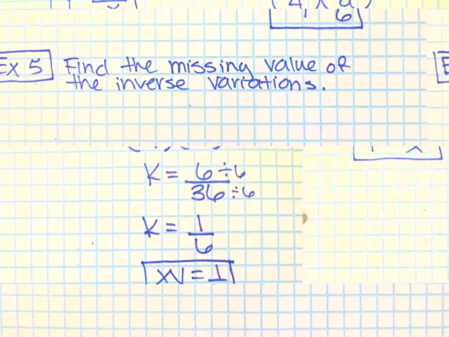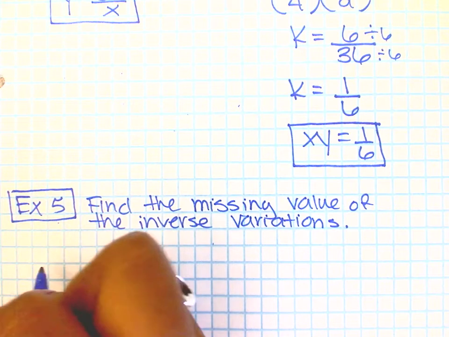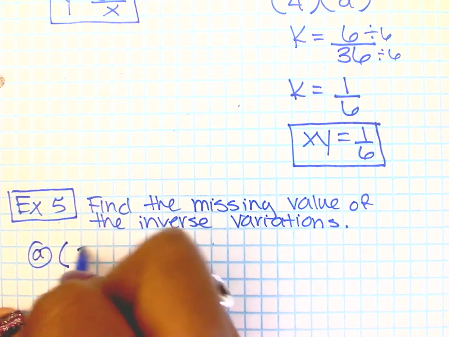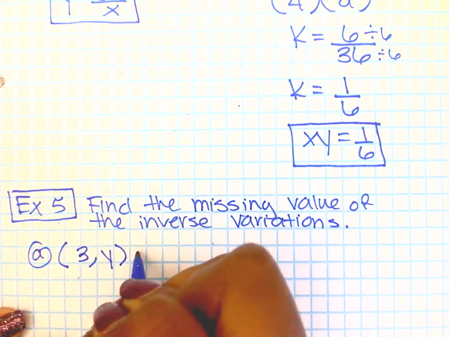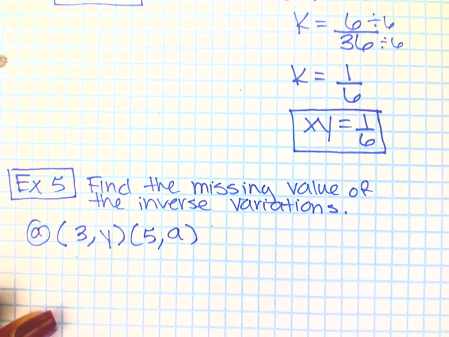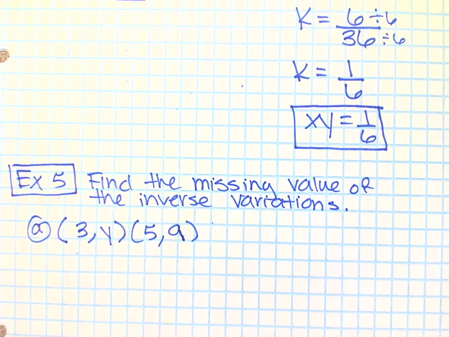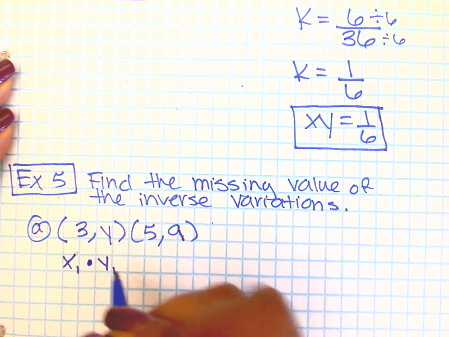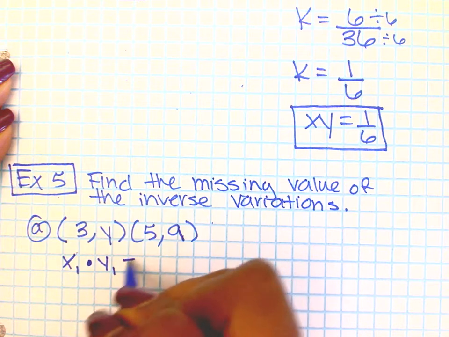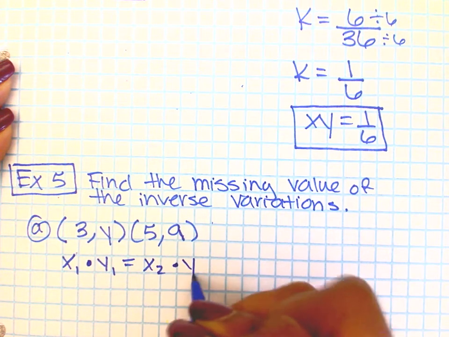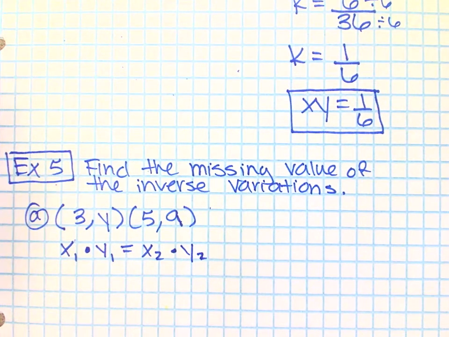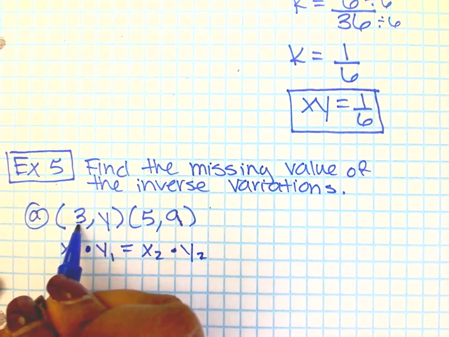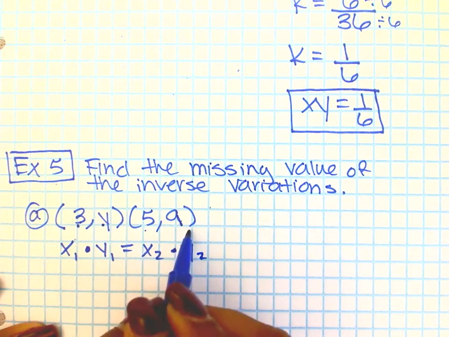So for this one, they're going to give you 2 coordinates. For my first one, they're going to give me 3, y and 5, 9. You're literally going to multiply the x and the y. So your equation is going to be x1 times y1 equals x2 times y2. It basically means you're going to take x times y equals 5 times 9.